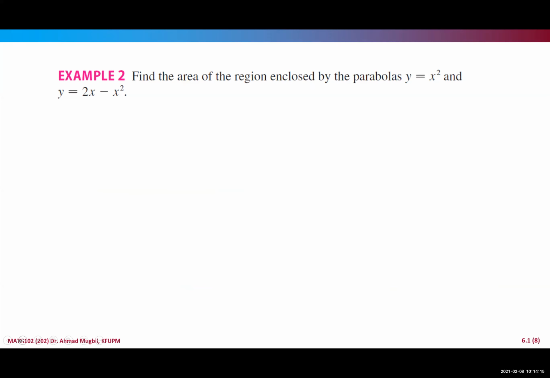Now here, it is not given in the question what the upper curve is and what the lower curve is. It just says, find the area of the region enclosed by the parabolas y equals x squared and y equals x minus x squared. What should we do, how to start, ya shabab?